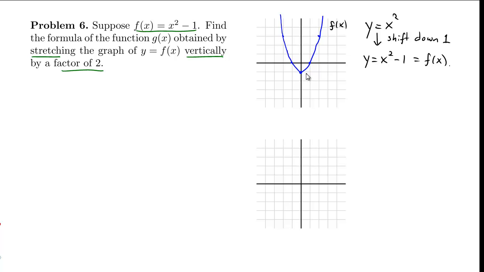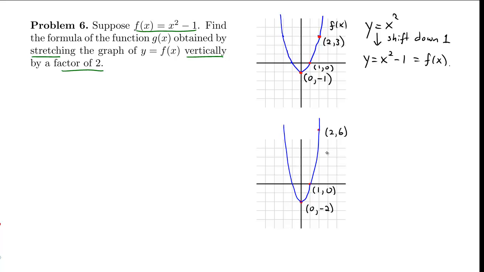For instance, 0, minus 1 is on the graph of f. It's the vertex of the parabola. If we double its y-coordinate, we get 0, minus 2. This point is on g. If we take the point 1, 0 on f, then since the y-coordinate of this point is 0, doubling the y-coordinate does not change it. So the point 1, 0 is on g as well. Finally, the point 2, 3 is on f. So 2, 6 is on g. Let's fill in the curve for g.